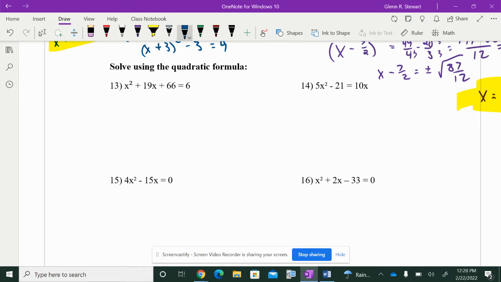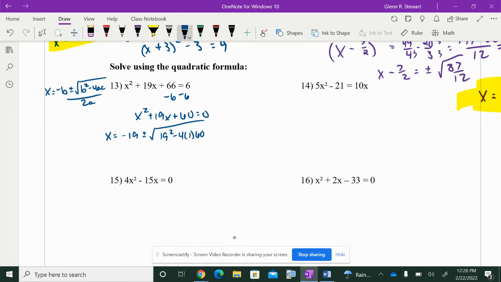Solve using the quadratic formula for this first one here. I want to subtract 6 from both sides, so I end up with x squared plus 19x plus 60 equals 0. And then I'm going to use the quadratic formula. So x is equal to negative b plus or minus the square root of b squared minus 4ac all over 2a. So I have x is equal to negative 19 plus or minus the square root of 19 squared minus 4 times 1 times 60 all over 2 times 1.